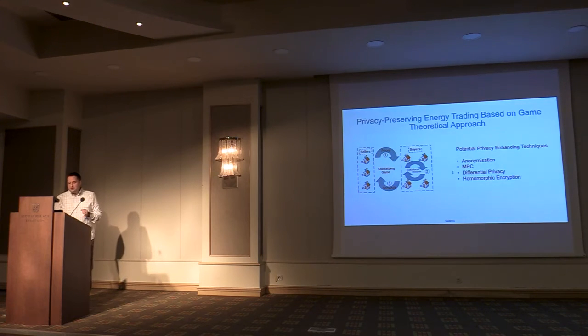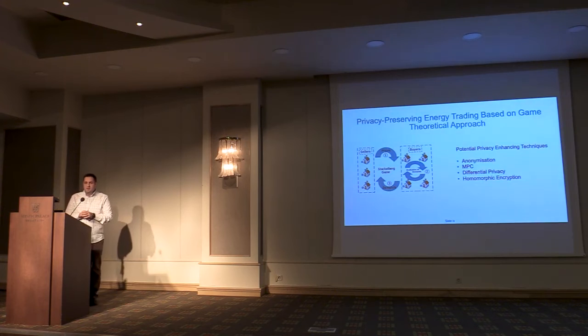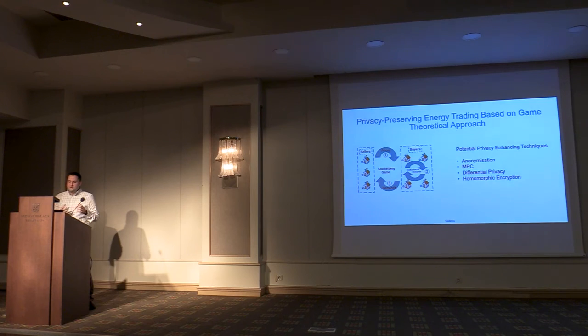To provide privacy, there are four options which we can deploy. One of them is anonymization, the others are MPC, differential privacy, and homomorphic encryption. According to some research, if we use anonymization techniques, the anonymized data can be reverted back by using some techniques. So it cannot always provide full privacy.